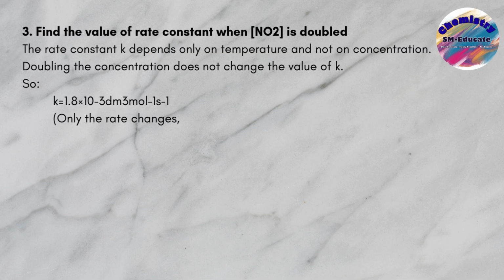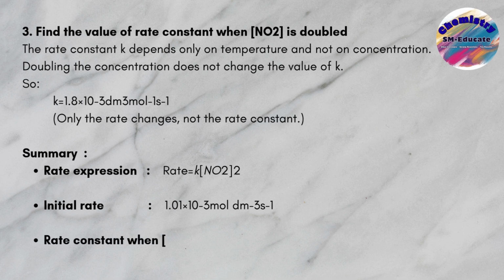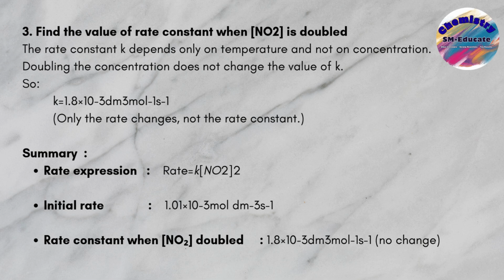Summary: rate expression, rate equals K times [NO2]^2. Initial rate, 1.01 times 10 to the minus 3 moles per cubic decimeter per second. Rate constant when NO2 is doubled, 1.8 times 10 to the minus 3 cubic decimeters per mole per second, no change.